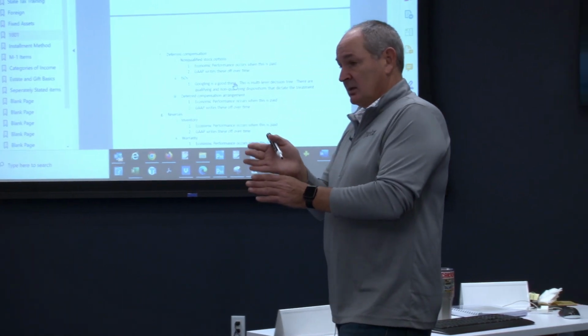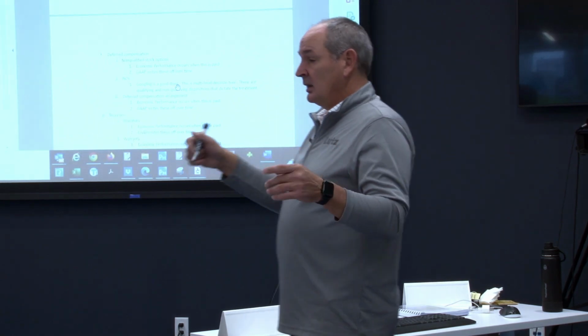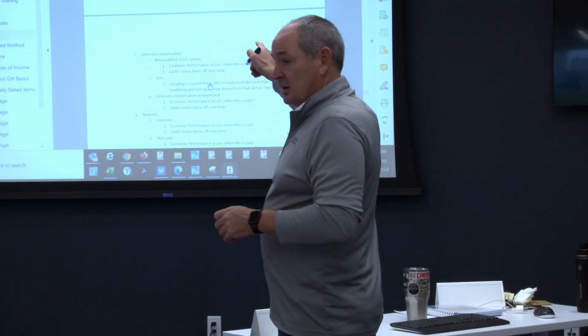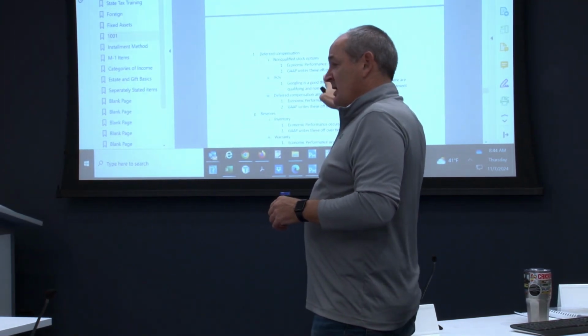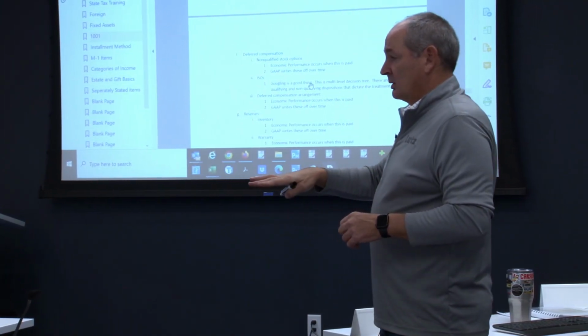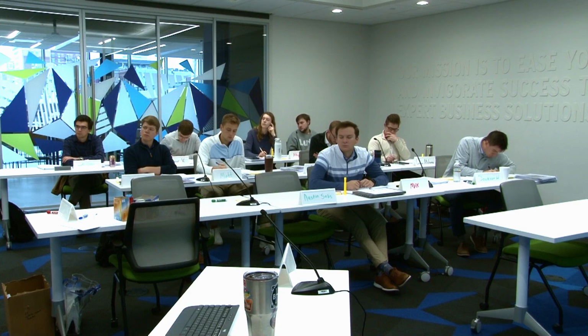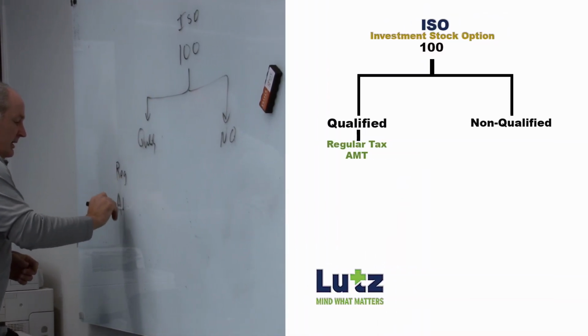I think I know that an ISO, from date of grant, not date of exercise, as long as you hold it for a period of two years, falls in the qualified bucket. If you exercise or dispose of that ISO within that two-year window, I think from grant to date of exercise, then it's non-qualified. So non-qualified is exactly what we just talked about for options. A non-qualified ISO exercise has exactly the same tax impact. With a qualified, here's the thing. You have regular tax and you have AMT.